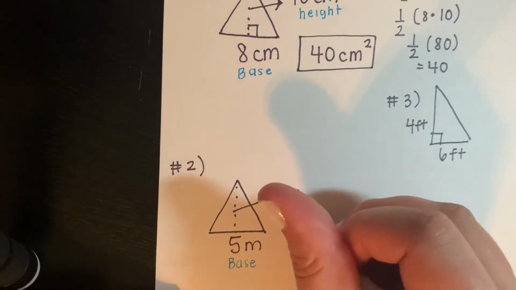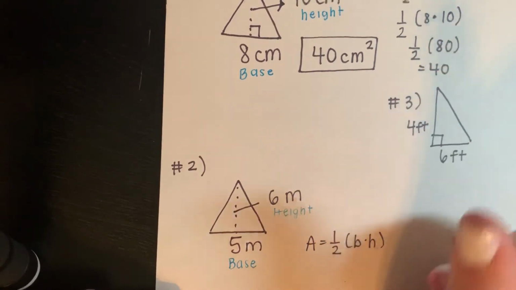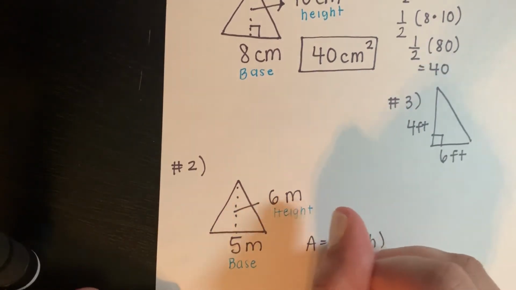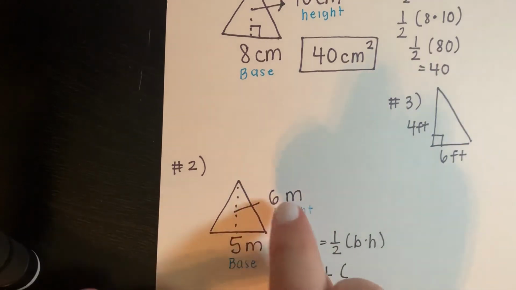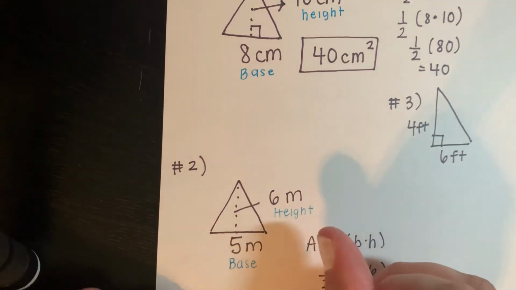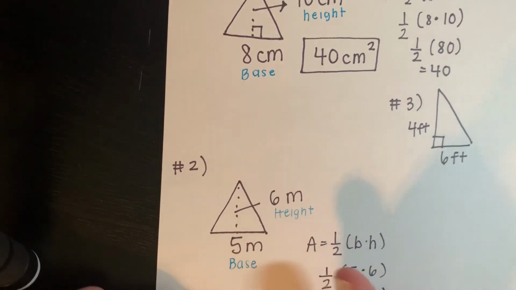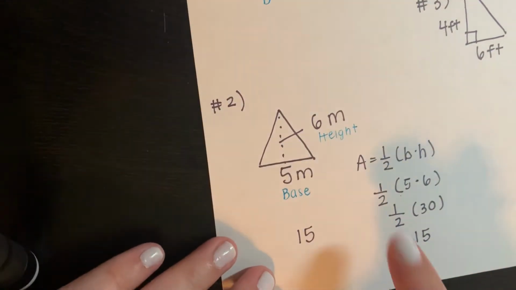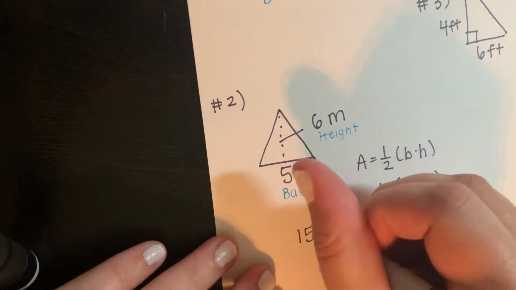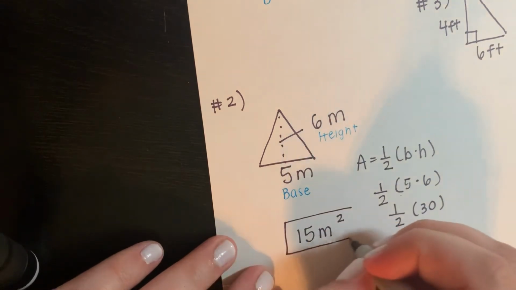So we have area equals 1/2 base times height. We have 1/2. My base is 5. My height is 6. So 5 times 6. 5 times 6 is 30. Half of 30 is 15. So my final answer would be 15. We're working in meters, and my answer would be squared. So 15 meters squared.